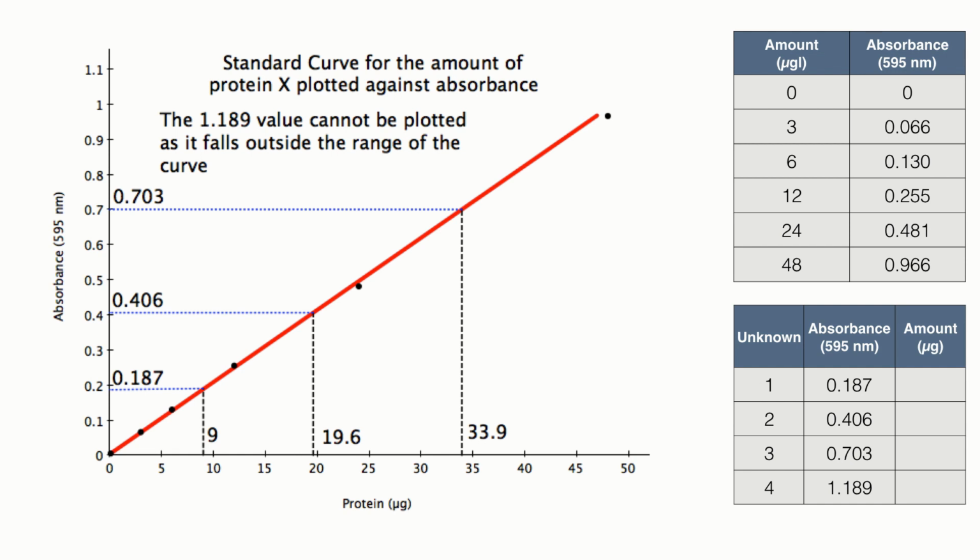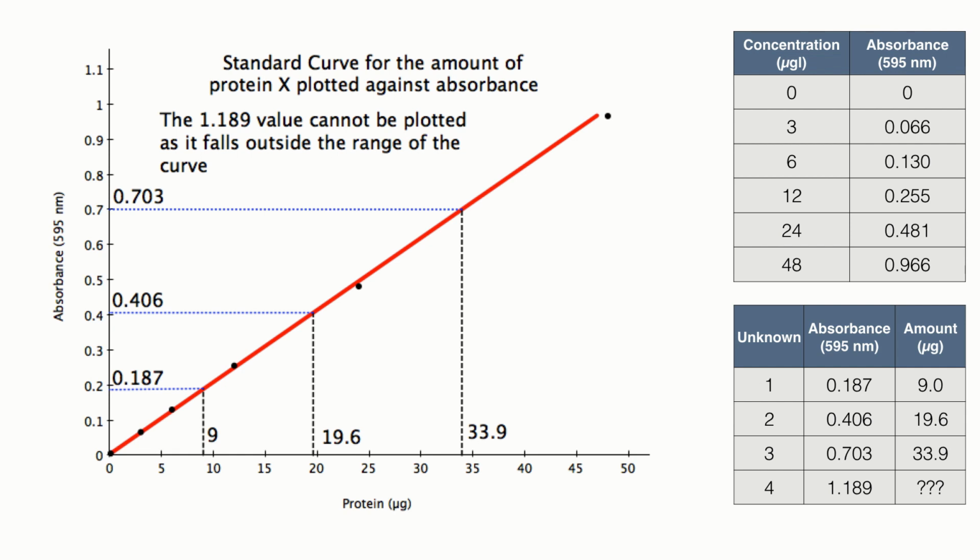Again, as I did in the last example, I can find those on the y-axis, the absorbance, draw a line across until it intercepts the graph line, and then drop a line down to the x-axis and get the concentrations. And by doing this we find that unknown 1 has a concentration of 9 micrograms, unknown 2 has 19.6 micrograms in the cuvette, unknown 3 has 33.9.